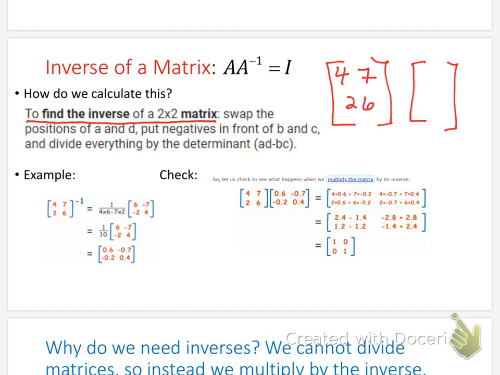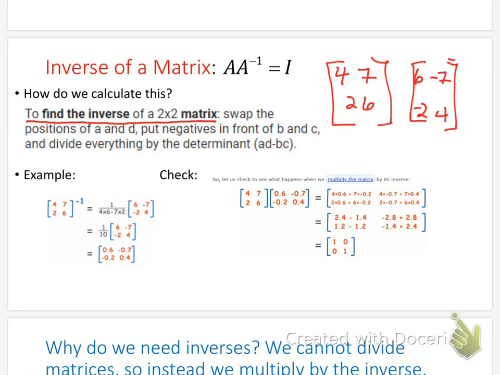We're going to swap the positions of A and D, so that's the 4 and the 6. Swap them out, they become 6 and 4. Then you're going to put negatives in front of B and C. Since these were positive, they are now both negative. If one was negative already, it would become positive. So you're basically going to reverse the signs. That's part of the inverse.